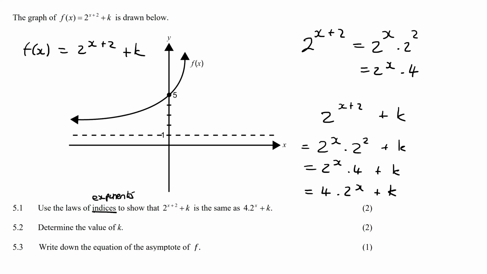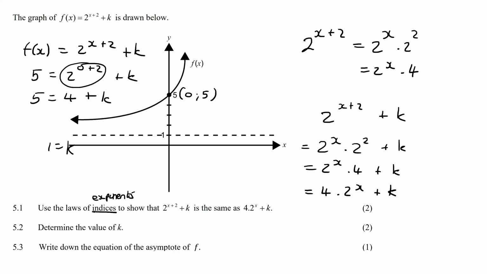Then you can substitute a point on that graph. Any point, I can see this point over here. So the x is 0 and the y is 5. If you type this in your calculator, it's just going to give you 4. And then if you get k by itself, you're just going to get 5 minus 4, which is 1. So k is 1.